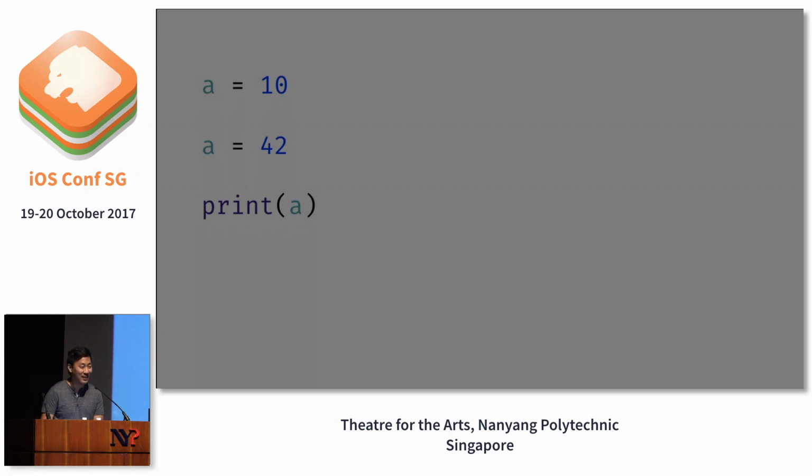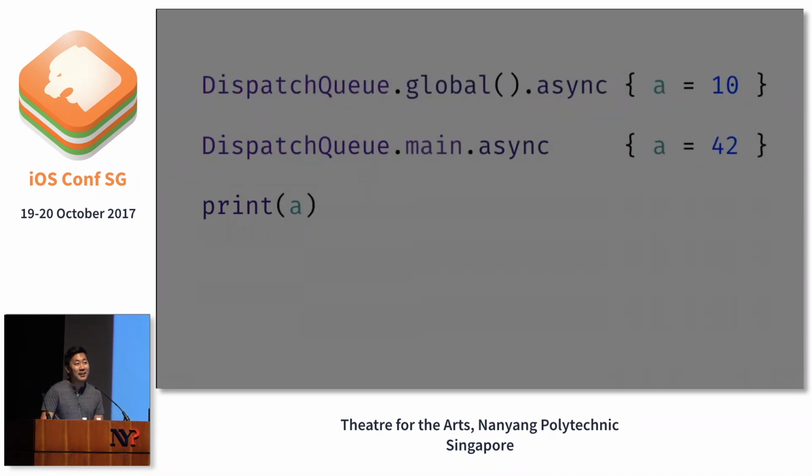If we add a little asynchronicity to it, then it's not as clear. What's going to get printed out now? Is it going to print out 10? Is it going to print out 42? Is it going to print out something undefined? It's such a simple example, but even so, you can see what the problem is here.